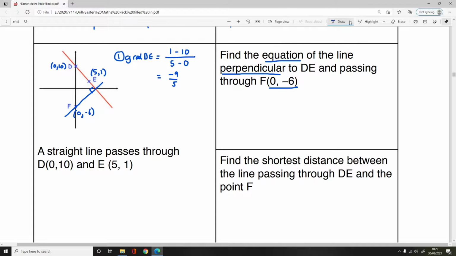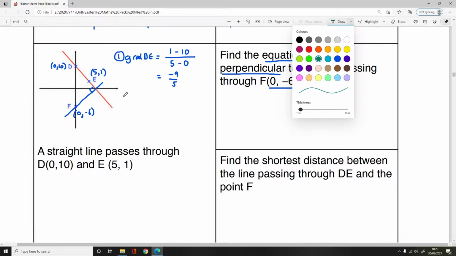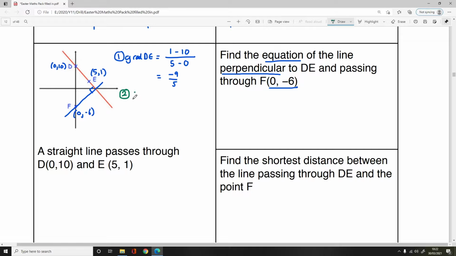Okay, so step 2 would be the gradient of EF, because that's what we're trying to do in this first bit, find the equation of that line. And remember, it's a negative reciprocal, so you flip the fraction and you change it from negative to positive, and done.